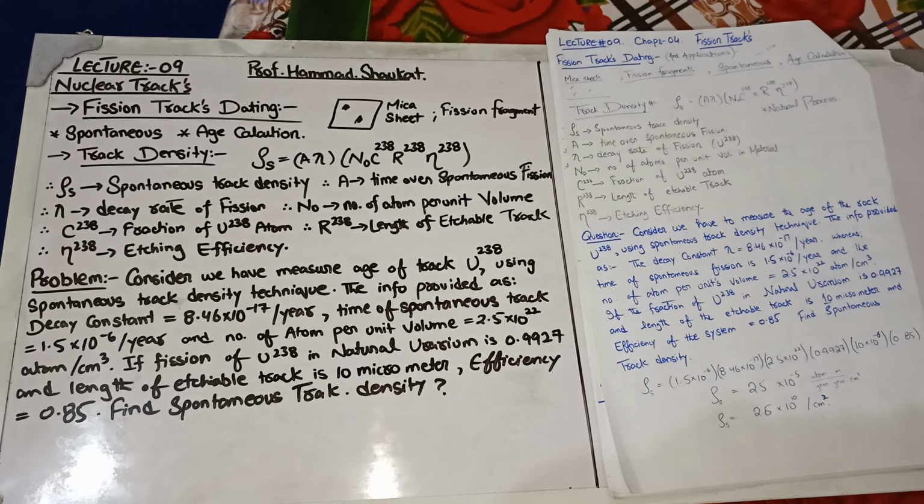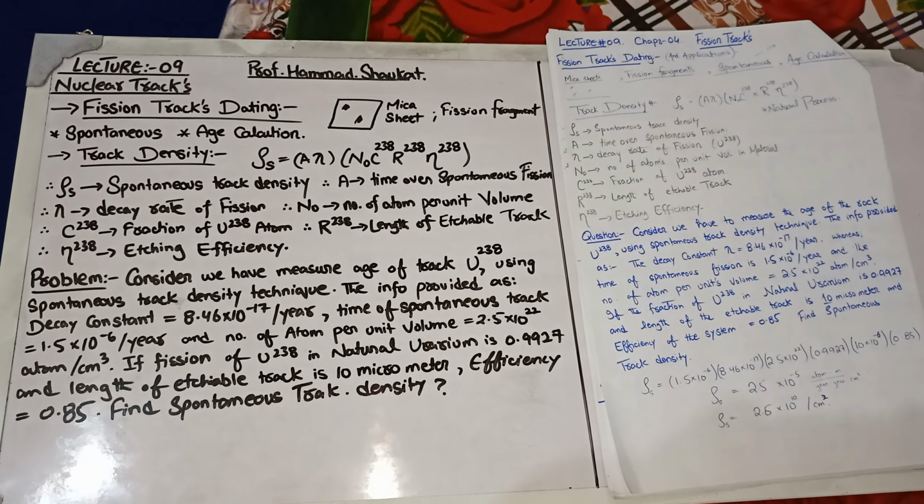After dividing this over this, you will get your final answer, which is basically 2.5 into 10 raised to power minus 20 atoms per centimeter square. So this is basically the final spontaneous track density. So this is how you can find it.